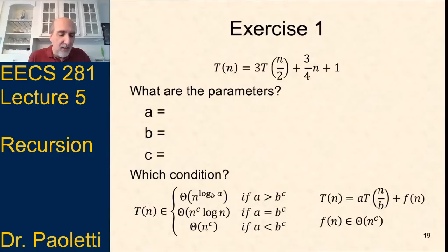So we've got T of n. What I want you to do is take a minute, figure out what a, b, and c are in that equation, and figure out which condition it is. And if you figure out which condition it is, what is the form of our big theta? Go ahead and take a minute to do that.